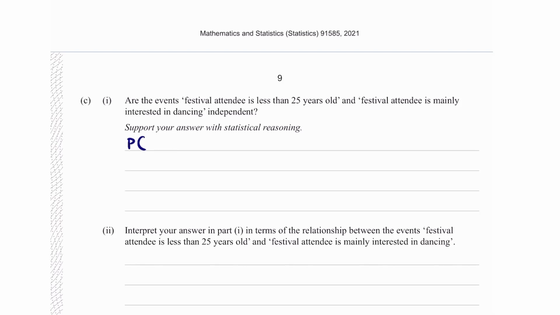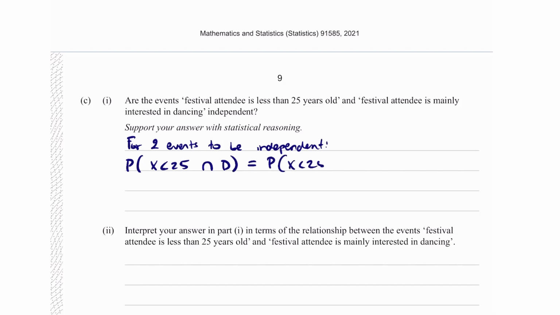So for two events to be independent, what we're saying is that the probability of the intersection, x less than 25 intersected with dancing, would have to equal the probability of x being less than 25 multiplied by the probability of dancing. Right, so if these things are equal, they are independent events. If they are not equal, they are not independent.